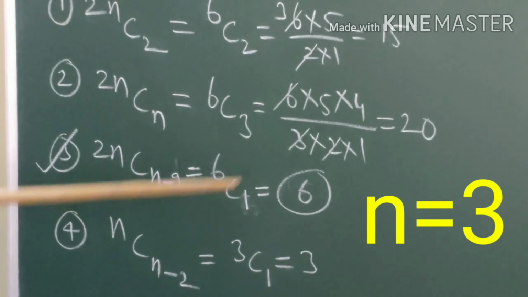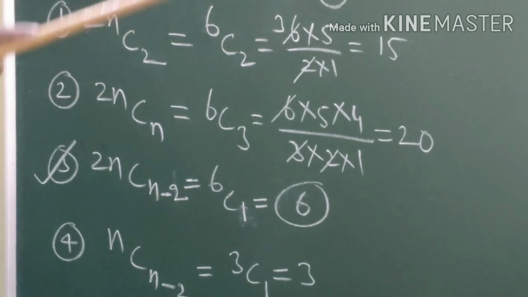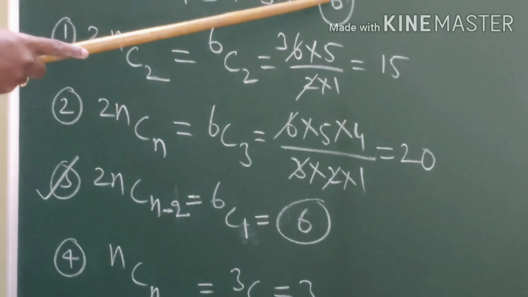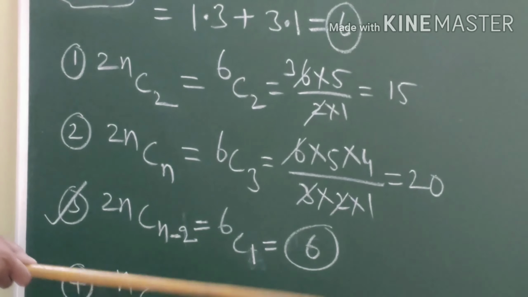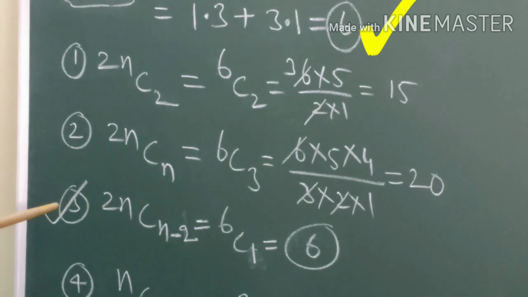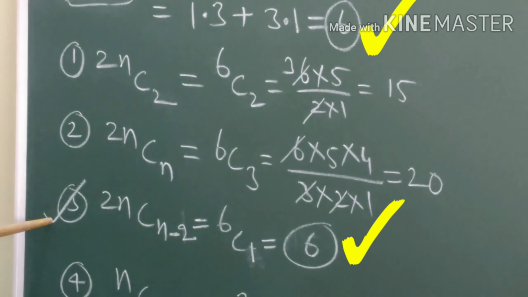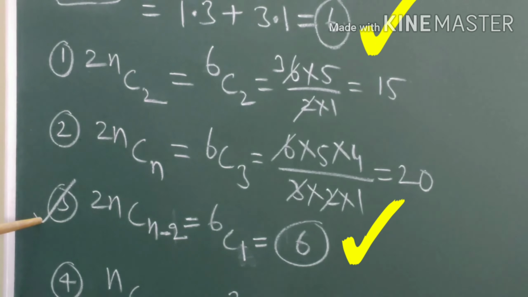By comparing the 4 options with the given answer, the given answer is 6. First option 15, second 20, third 6, fourth 3. So which is correct now? Third option is correct. In this way, we can calculate within 30 seconds of time.